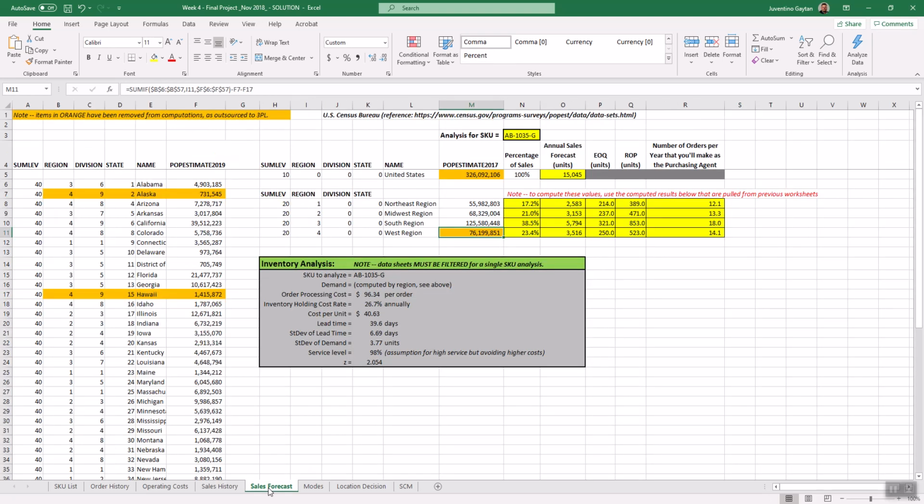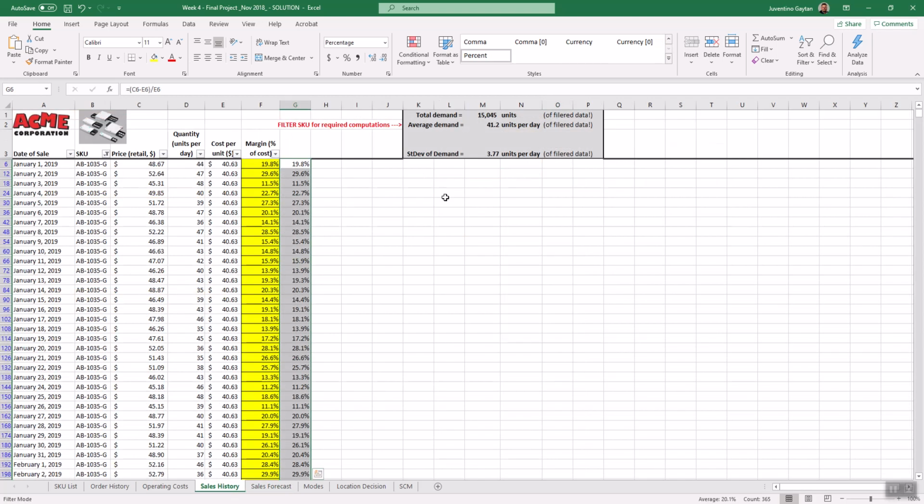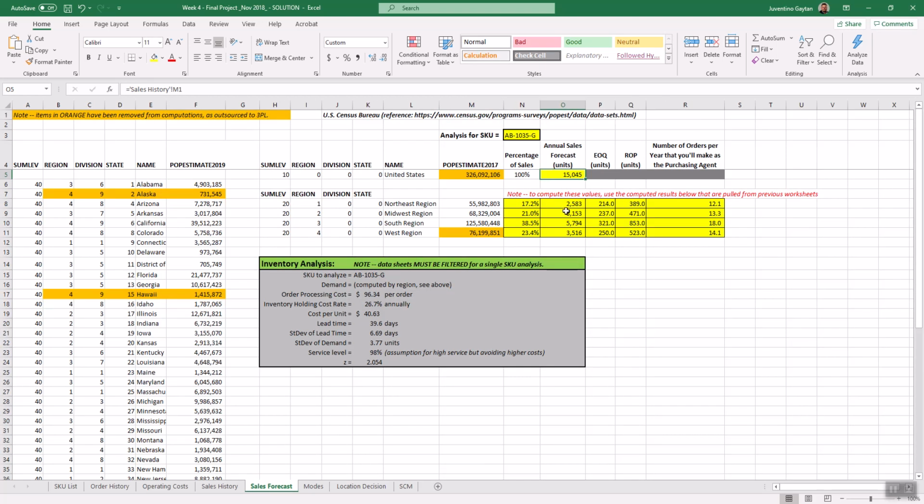Going over to the sales forecast, first thing you need to do is make sure you fill in your annual sales forecast, and that should come from your sales history, which is your total demand. So you put that number in there, or you can just make it equal that cell, and that'll give you the same thing. So we have our total population estimate, so make sure you pay attention to the orange notes because it's going to change your numbers.